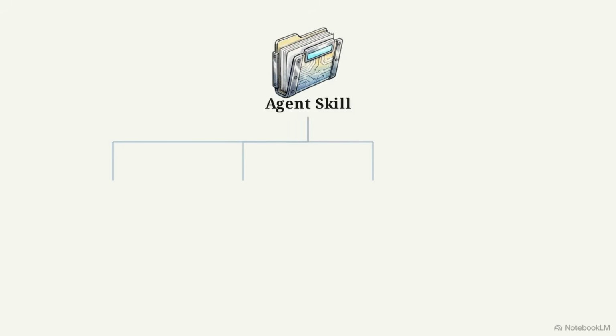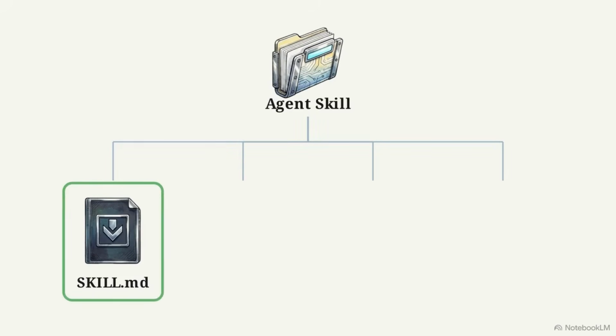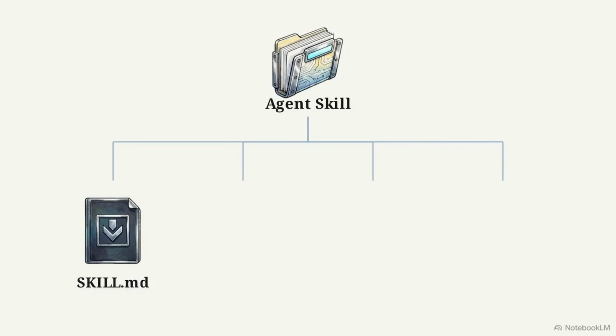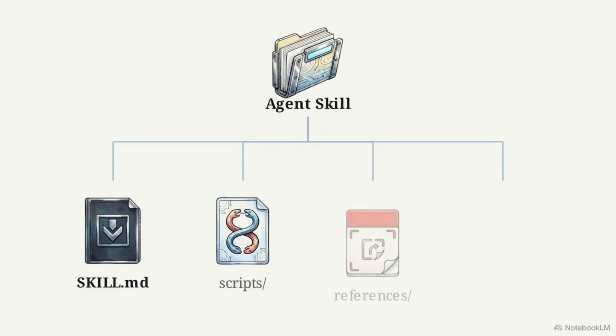It functions as a physical container that keeps all the resources an AI needs for a specific task in one place. Every skill requires a single mandatory file at its root named SKILL.md. Without this specific file, the agent cannot identify the folder as a skill.